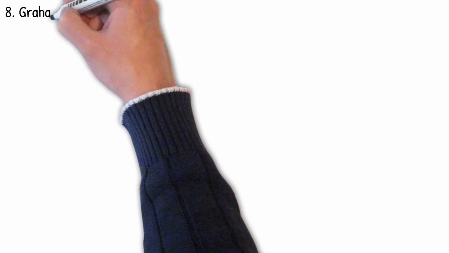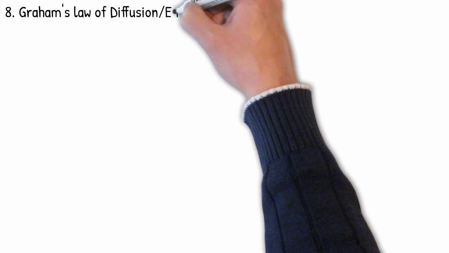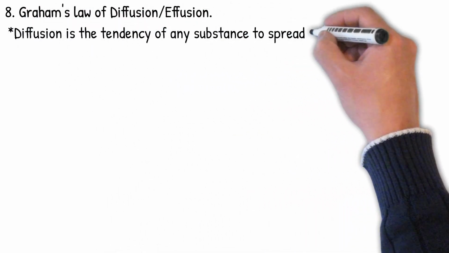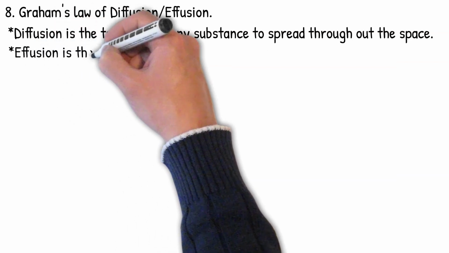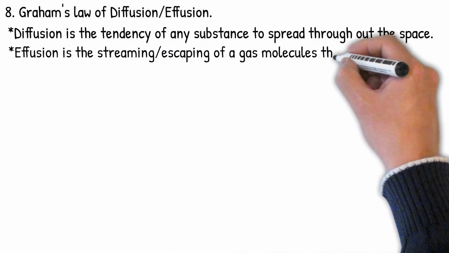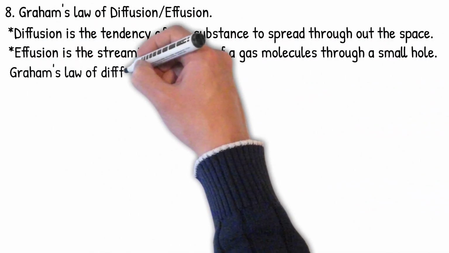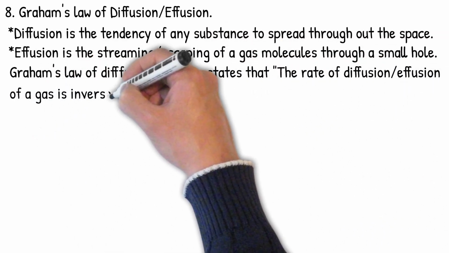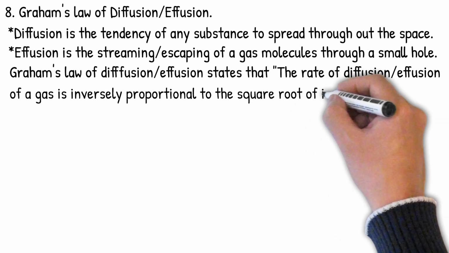Number 8. Graham's law of diffusion or effusion. First of all, what is diffusion and what is effusion? Diffusion is the tendency of any substance to spread throughout the space. Effusion is the streaming or escaping of a gas molecule through a small hole. Graham's law of diffusion or effusion states that the rate of diffusion or effusion of a gas is inversely proportional to the square root of its molecular mass.